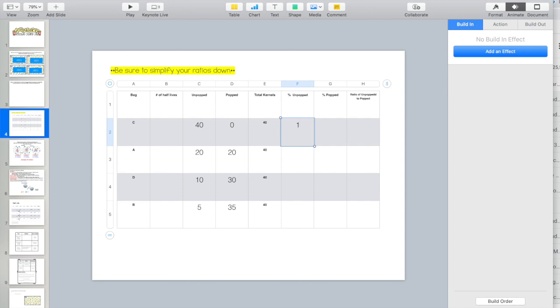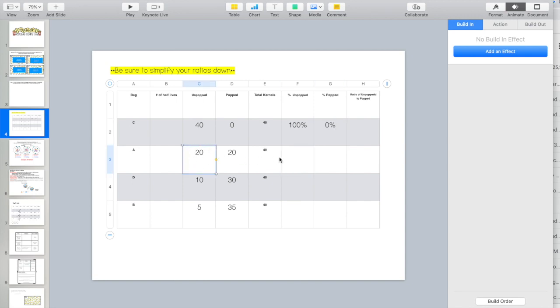Hopefully, you figured out it should be 100%. Because these two columns have to add up to 100, that makes this column must be 0 to make sure it adds up to 100. Let's do the next one.